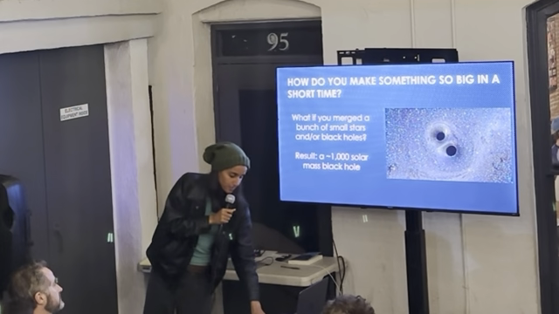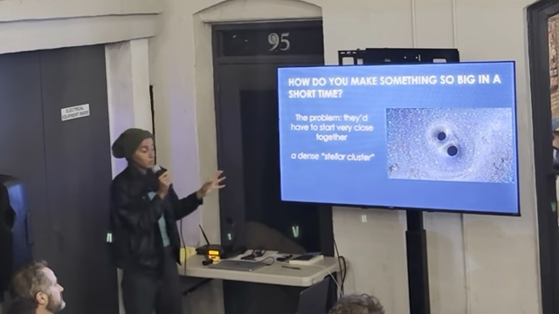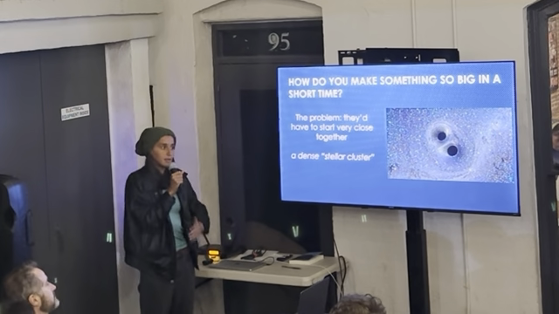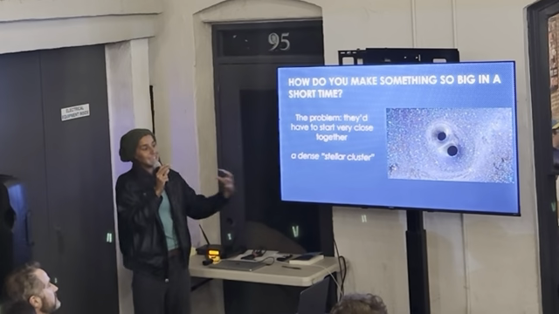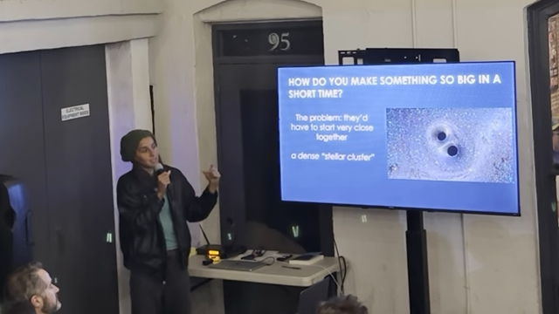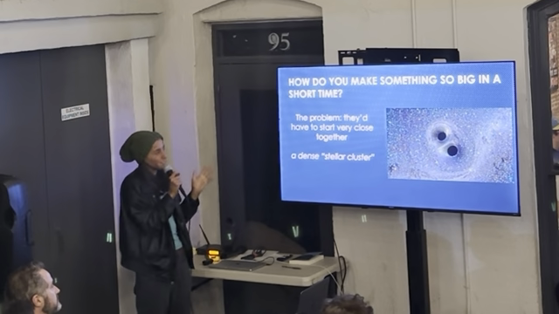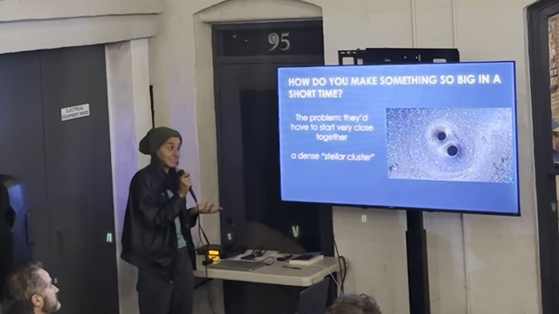The problem with this is you have to start with a lot of stars that are very, very close together. So you have to somehow take millions of stars and shove them into a tiny little region and then force them to collide with each other. That is not easy to do. There's really not many places in the universe where you'd expect this to happen.